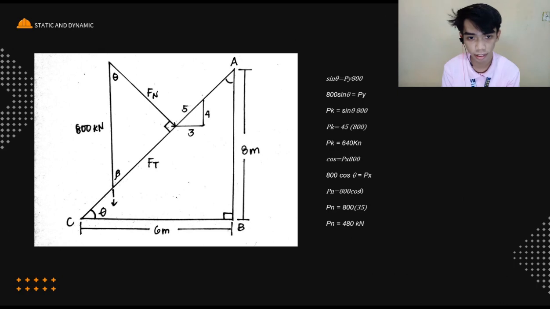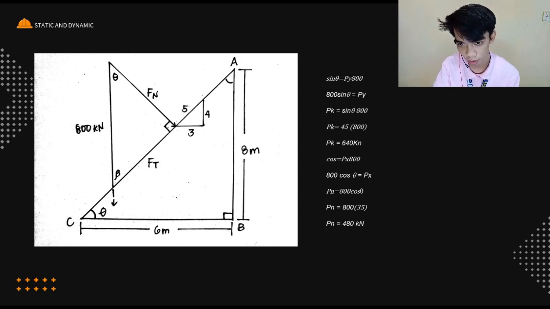Next, let's solve the component loads of F. Like before, we just raised the arrow of force F so that it hits our resultant AC. So, for the normal force of F, sin theta times F, which is 800. So, 4/5 times 800. The answer is 640 kilonewton.